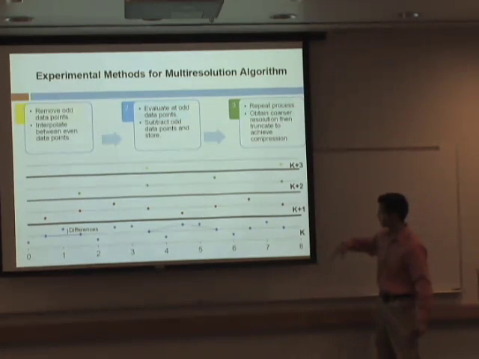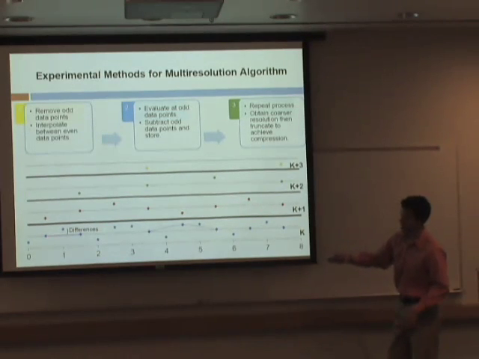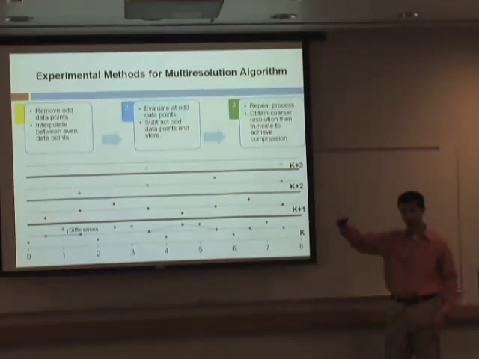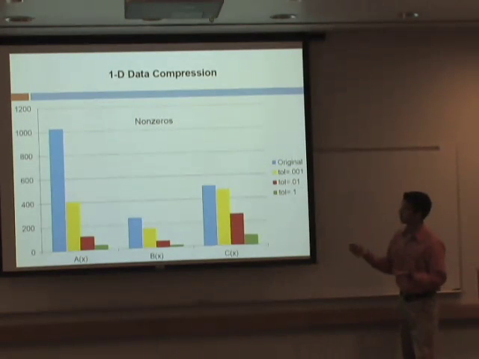So we repeat this process, one resolution, the next resolution, next resolution, and at each one of these resolutions, we're storing the differences. So we get a new representation of our data points that consists of a lot of values that are small in absolute value. We can set a threshold, and anything below that threshold we can truncate to 0, and that's how we achieve data compression.